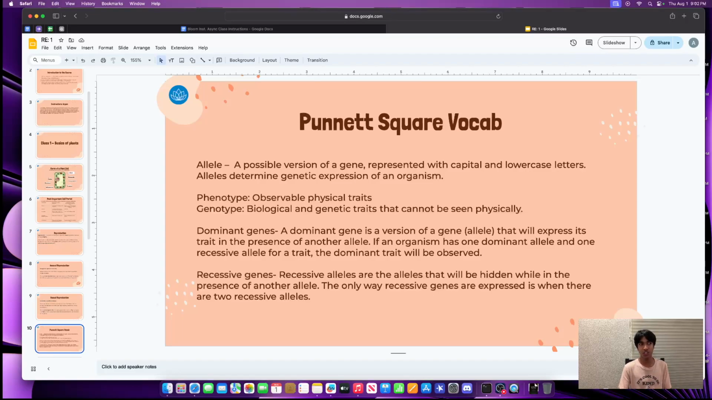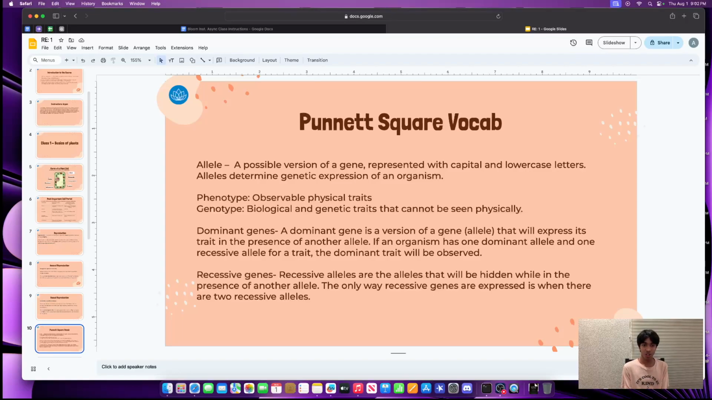So think of a gene as something that can have different flavors. Like a gene is like an ice cream and an allele is the flavor of the ice cream. So alleles can vary in versions, and basically they're different types of flavors of an ice cream which you can choose from, for example.